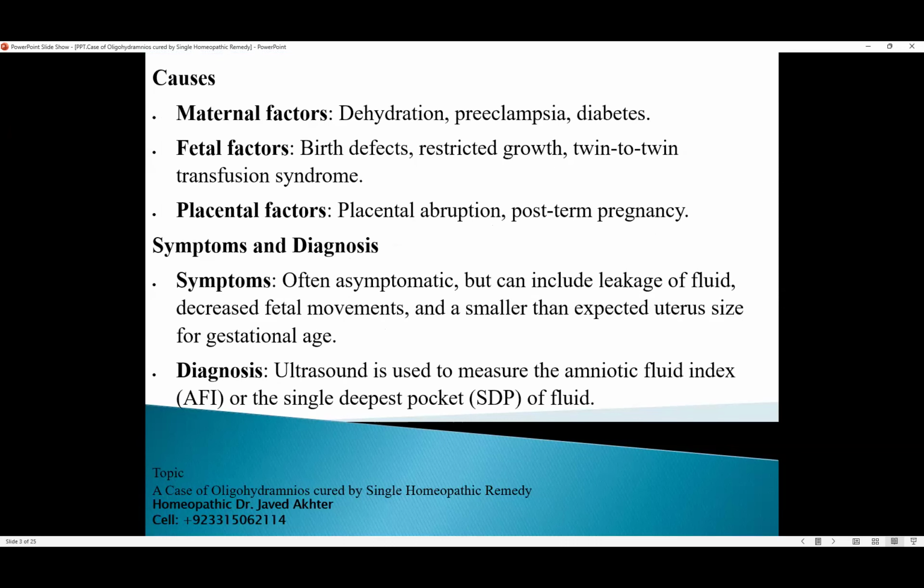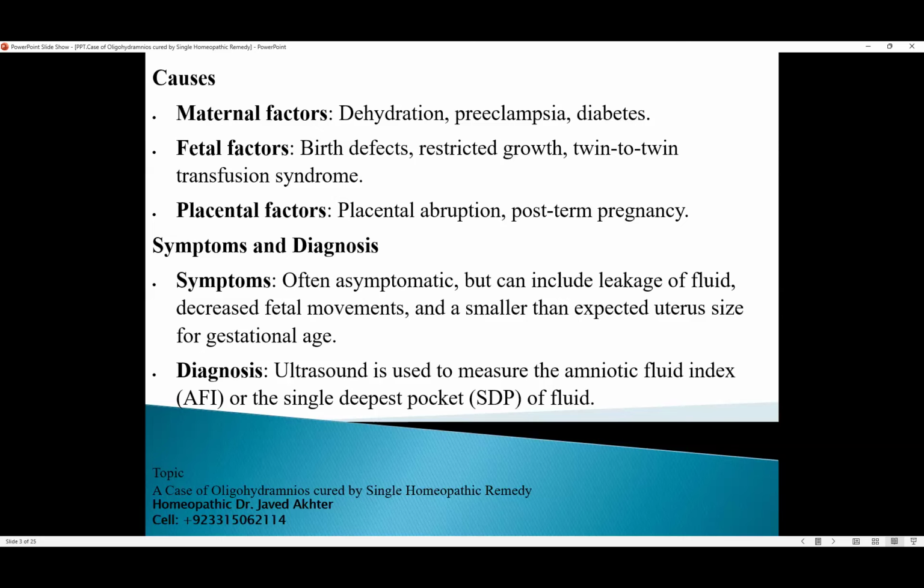What were the causes of the oligohydramnios? Number 1, maternal factors: dehydration, preeclampsia, diabetes. Number 2, fetal factors: birth defects, restricted growth, twin-to-twin transfusion syndrome. Number 3, placental factors: placental abruption, post-term pregnancy. What are the symptoms of the oligohydramnios? Symptoms and diagnosis. It is often asymptomatic but can include leakage of fluid, decreased fetal movements, and a smaller than expected uterus size for gestational age.